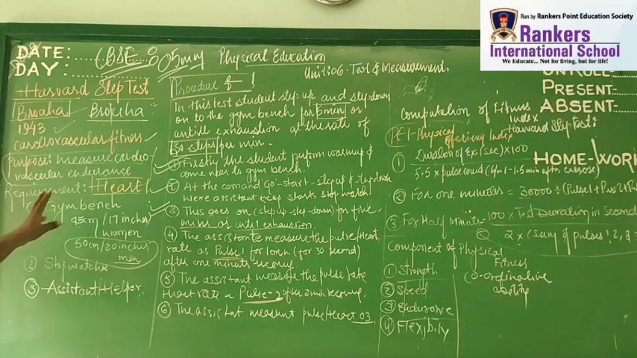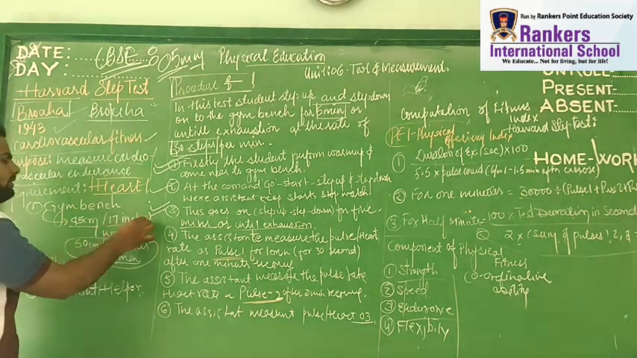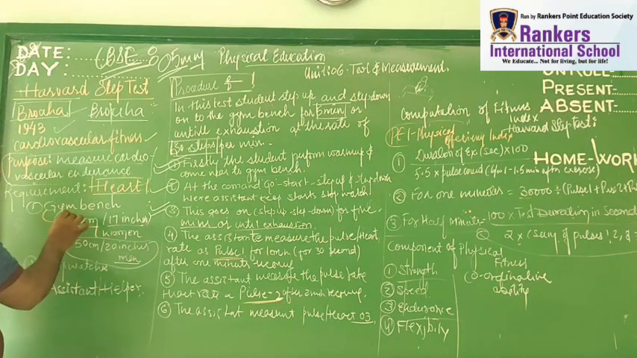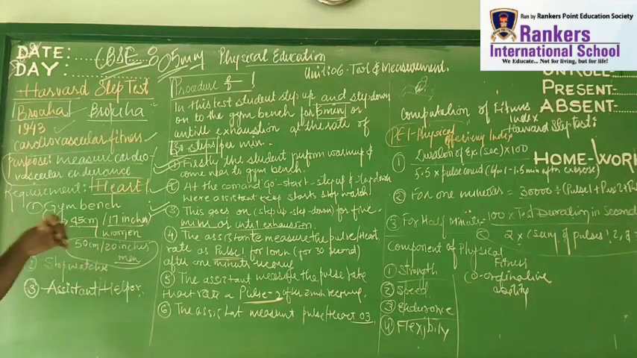What are the requirements? There are basically 3 requirements. First is the gym bench, second is the stopwatch, third is the assistant or the helper. Especially the gym bench for boys is 45 cm or 17 inches. Sorry, it's for girls. So please make this line correct. Gym bench for girls is 45 cm and 17 inches. And if you talk about men, it is 50 cm and 20 inches. The stopwatch, assistant or helper, right?